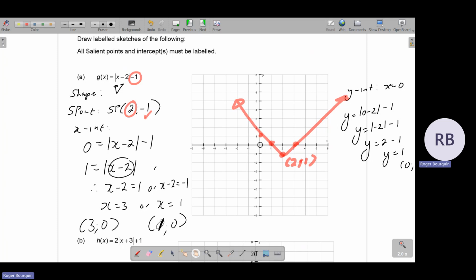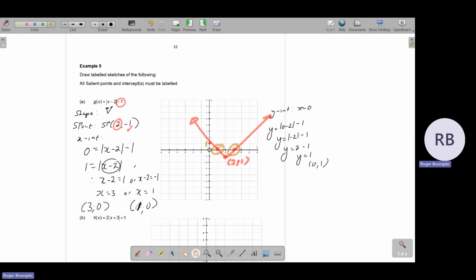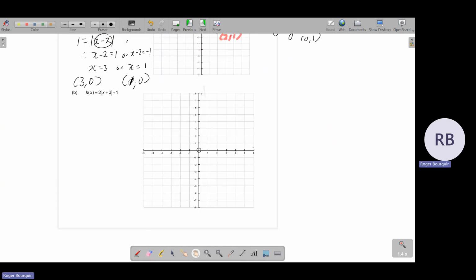So they're my two x-intercepts. x is 3 and x is equal to 1. You've also got to find your y-intercept and label it. How do I do that? Let x be equal to 0. And I end up with y is equal to 1. So this is my graph. So let's try one more quickly. Just about done, guys.